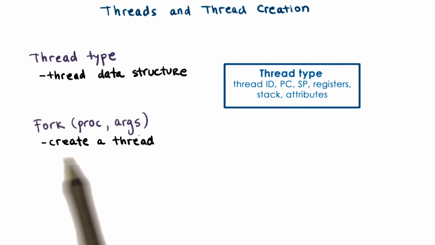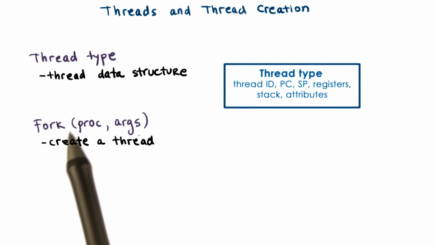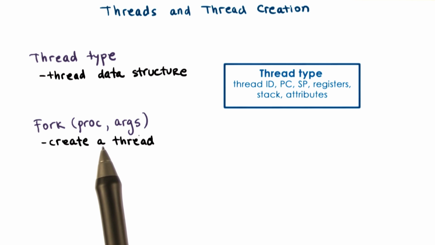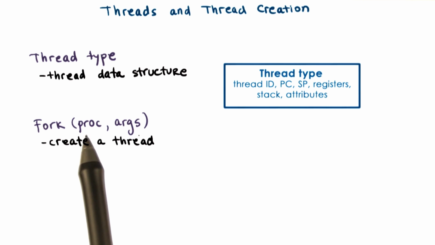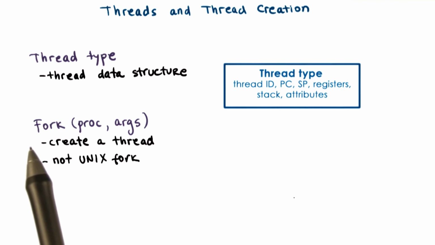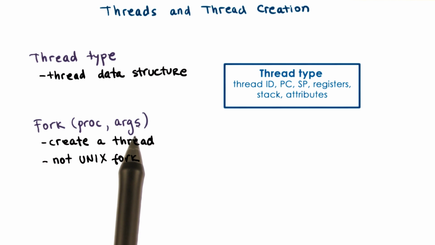For thread creation, Birrell proposes a fork call with two parameters, a proc argument, and that is the procedure that the created thread will start executing, and then args, which are the arguments for this procedure. This fork should not be confused with the Unix system call fork that we previously discussed. The Unix system call creates a new process as an exact copy of the calling process. And here, fork creates a new thread that will execute this procedure with these arguments.